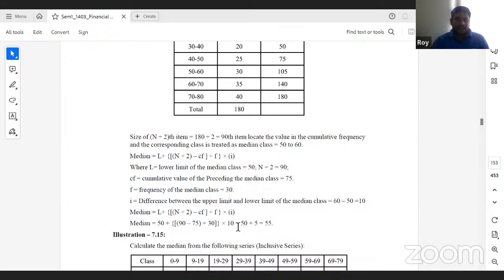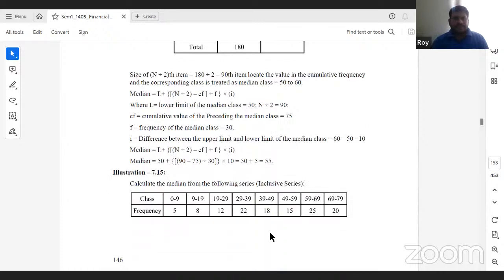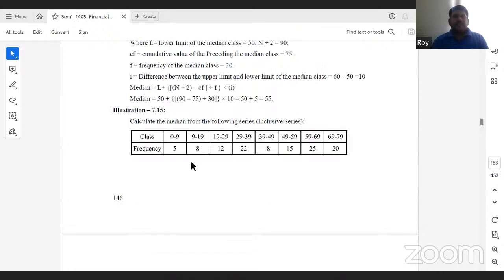Okay, into i, 10. Okay, the difference between the upper limit and the lower limit. Again, not 40 and 50. Of course, mostly the class will be the same, but we will be taking this one. 105 related, this one, 60 minus 50, the 10. Now this is the median when the series is given. Okay. Right. This is inclusive series.